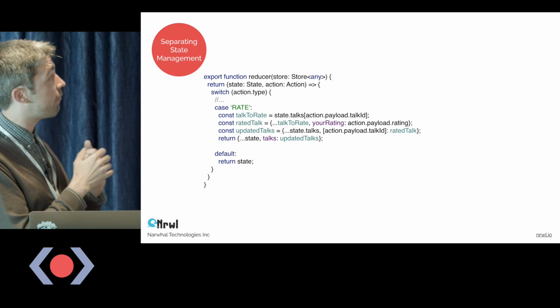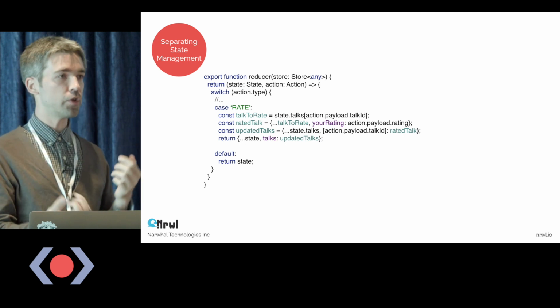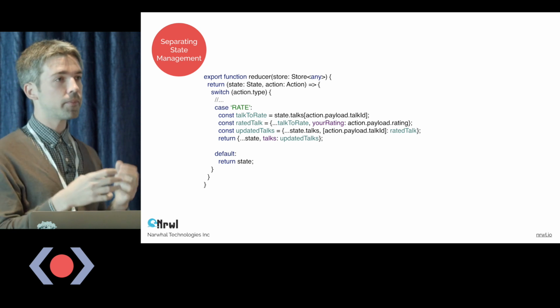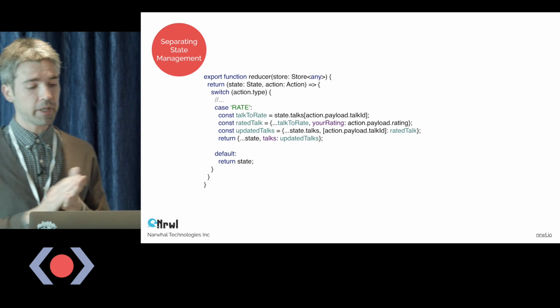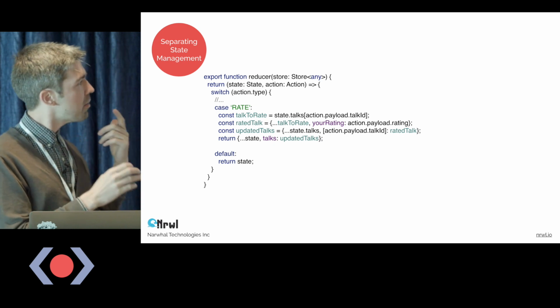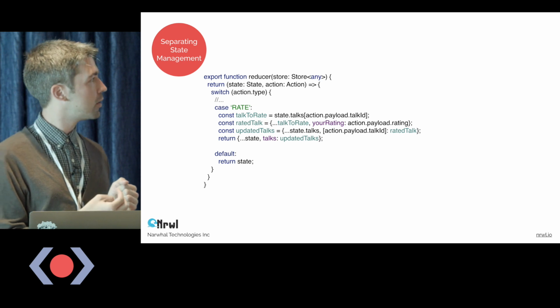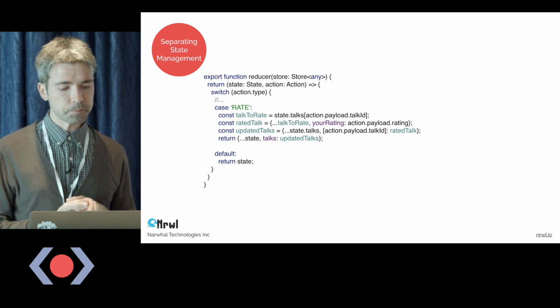A reducer is a function that takes the current state of our application, takes an action, which is an intent, something we want to do or the user wants to do, and creates a new state out of it, like a new copy of the state of our application. And an action is something that has a type, indicating what it is, and some sort of payload. The payload is just some extra information we need to perform that action.